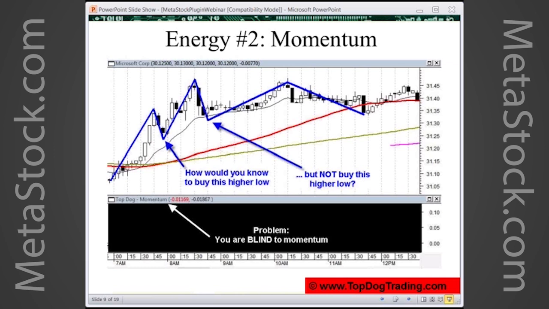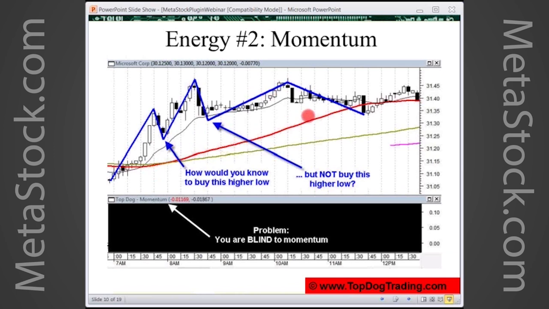So we go to momentum, number 2. That's energy number 2. Now, as you can see here, in fact, I'm going to bring my little laser pointer over here because GoToWebinar has this cool laser pointer technology. Okay, so we get high, low. All right, question. How would you know to buy this higher low? That's definitely a higher low. And then it makes a higher high. So that'd be a good higher low to buy. What about this higher low? Is that one a good one to buy? Well, the problem is it does not make a higher high after that, does it?